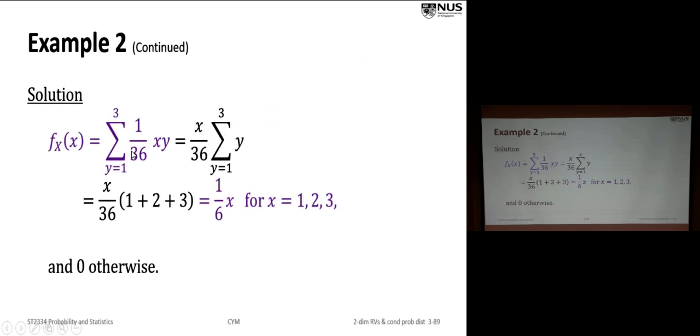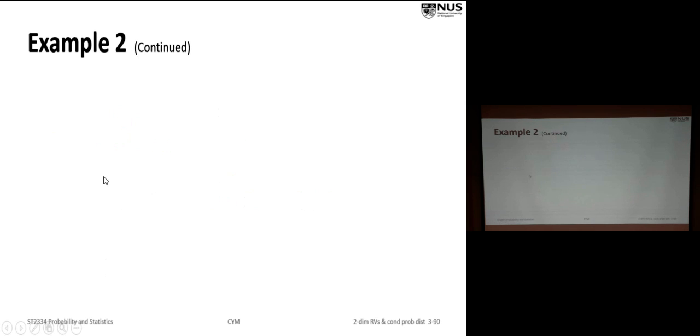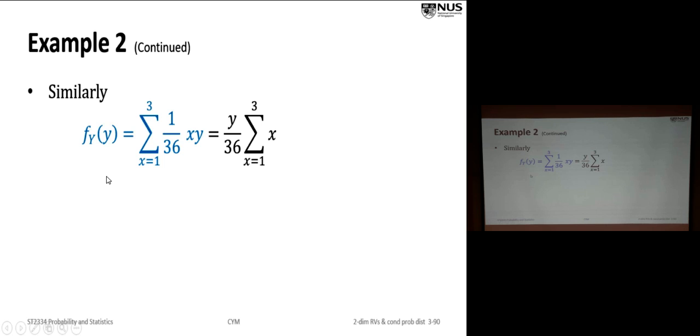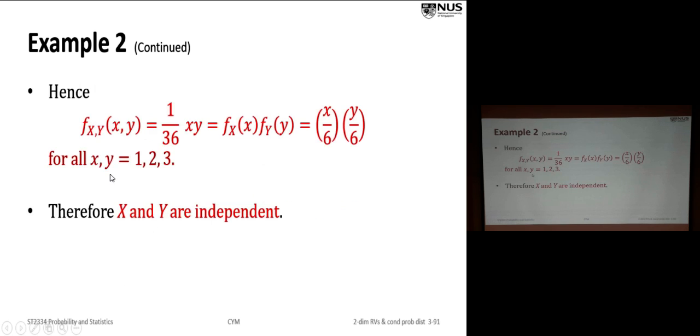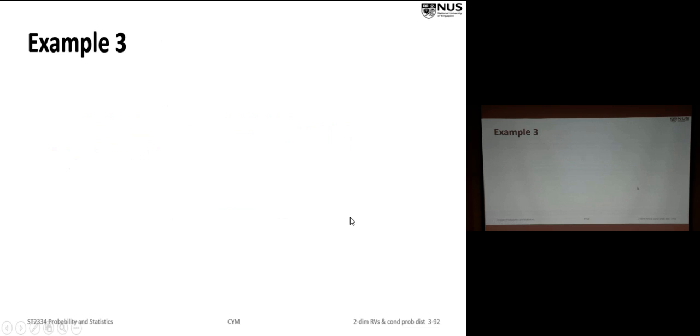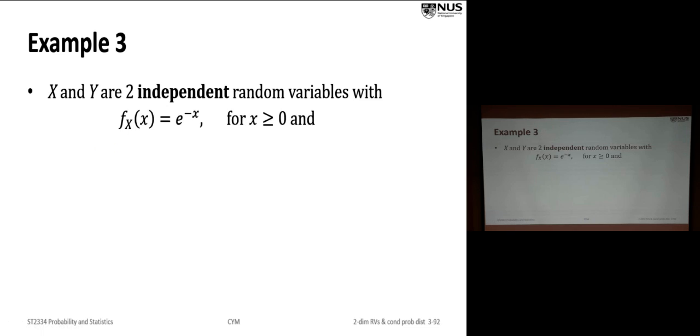All right, so this is f of x, and this is f of y. All right, so f of xy is equal to f of x times f of y. And it's true, this is important, it's true for all x equal to 1, 2, 3 and y equal to 1, 2, 3. So x and y are independent. Okay? Now let's look at another example.